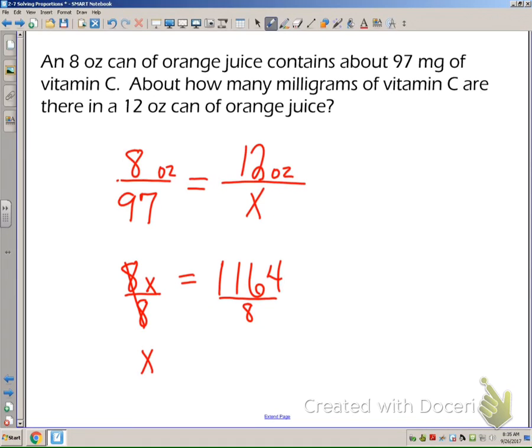And I get x is equal to 145.5 milligrams of vitamin C. I want to include my unit of measure in my answer. So there's about 145.5 milligrams of vitamin C in the 12-ounce can.